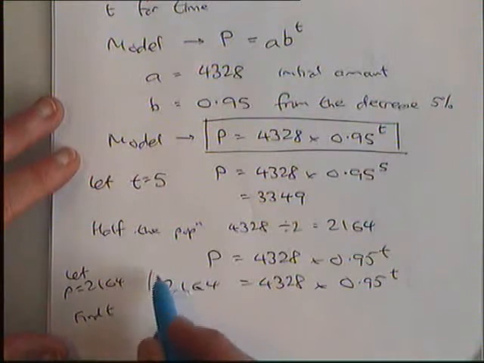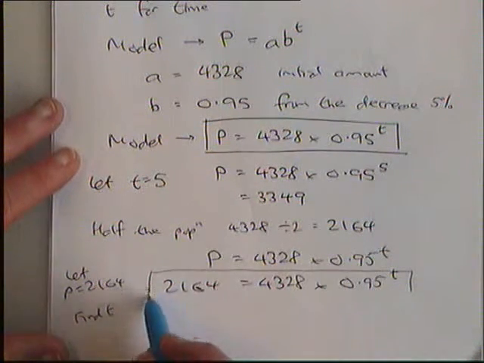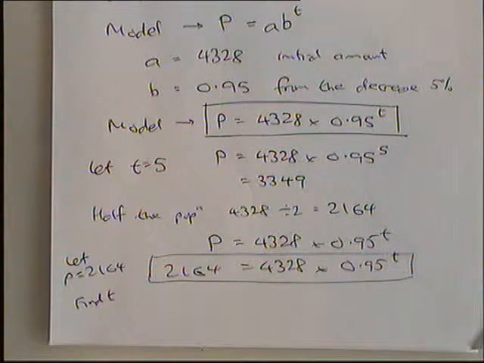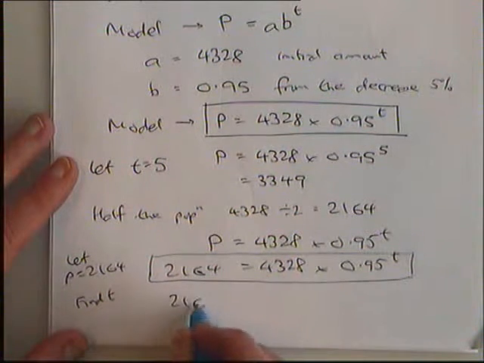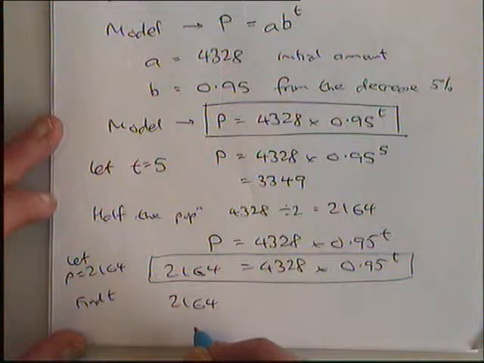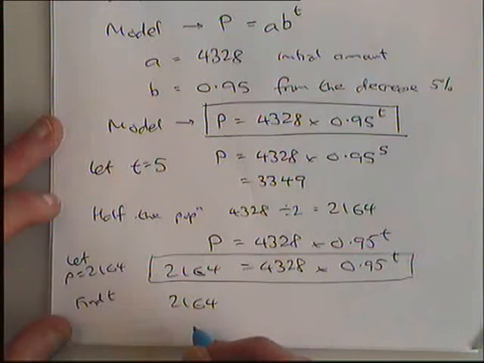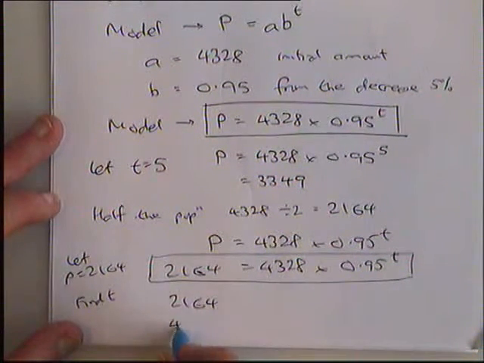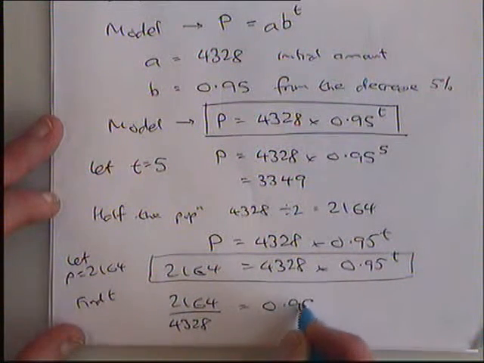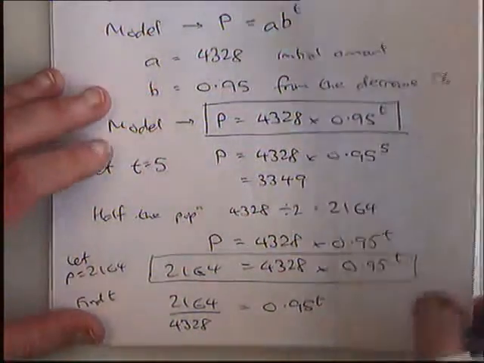So I've now got to solve this equation here. What would be the first thing you would do if you were going to solve that equation? What would your first step be in solving that equation? Dividing 2,164 by 4,328, yeah. That's right. If we divide that, then over here I get 0.95 to the power of t.